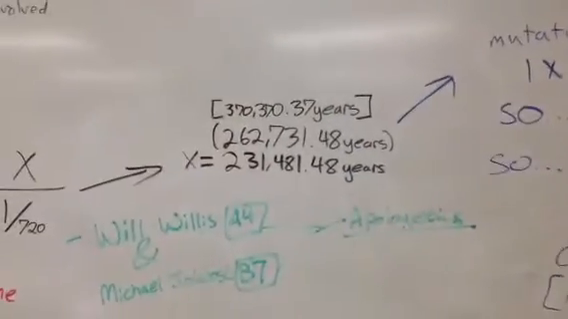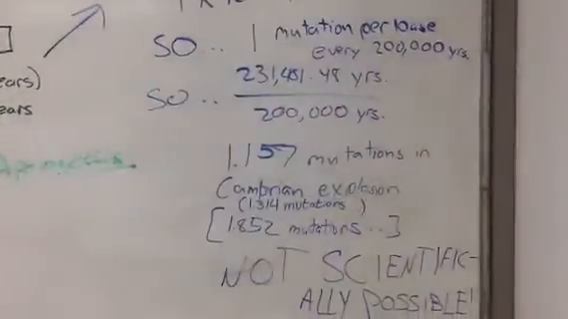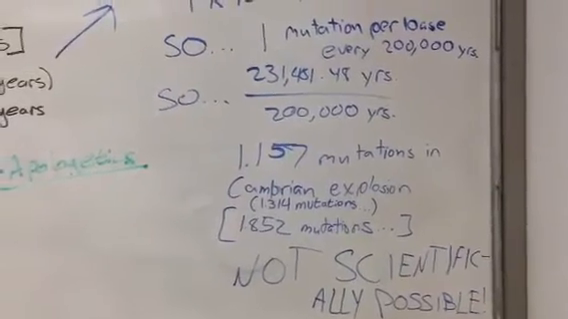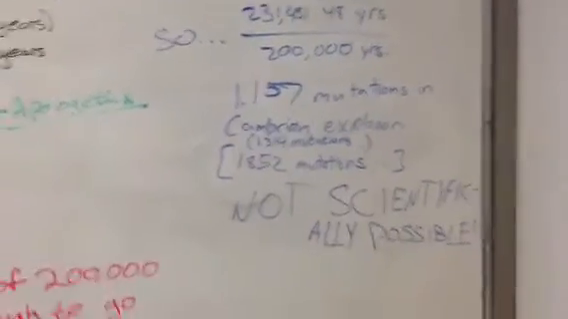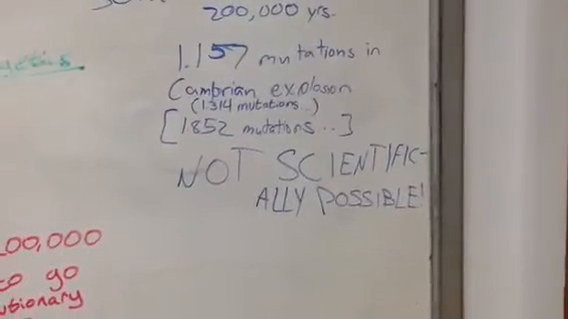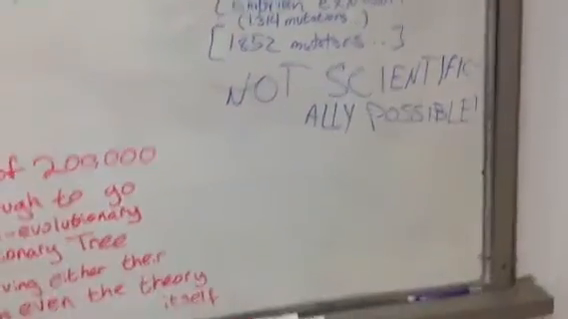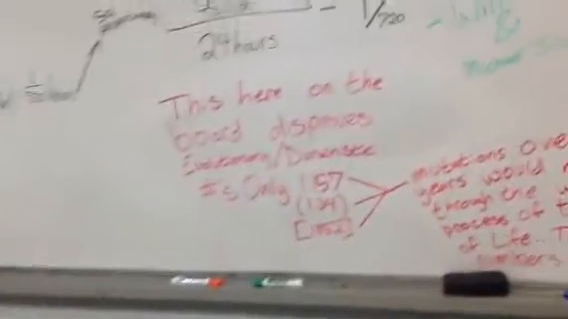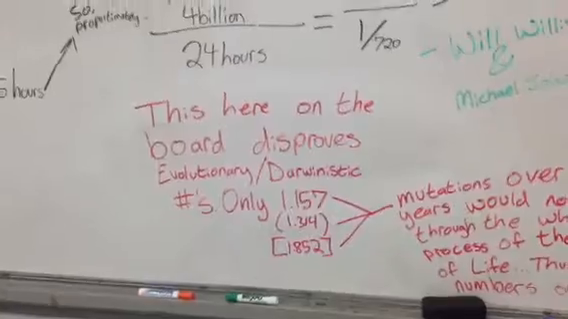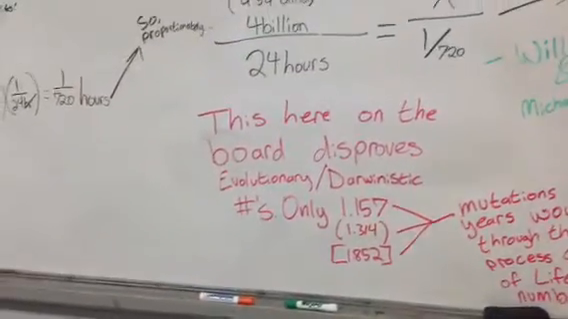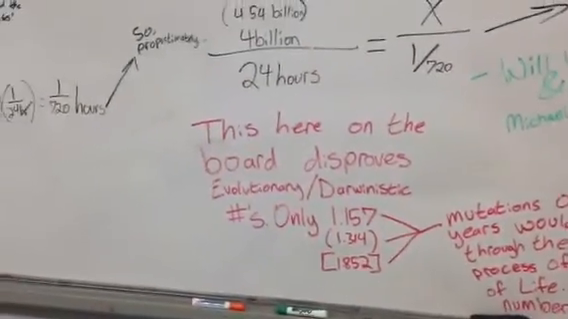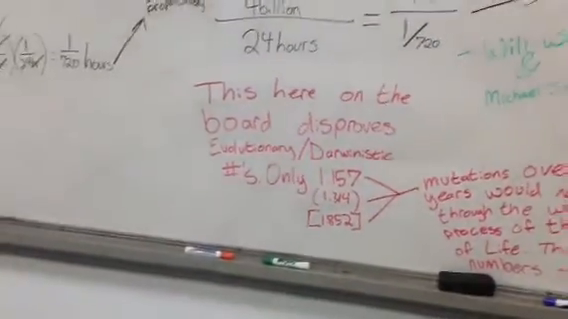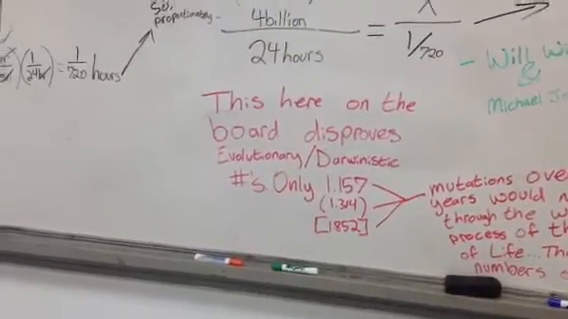So based upon these numbers that we have right here, a span of 1.157 mutations in 231,481.48 years, that is not scientifically possible to make the macroevolution that Darwinism calls for. Just because if you try to have 1.15 mutations over a span of 200,000 years, that's not going to be anywhere near enough in order to make different species. So this here on the board disproves evolutionary or Darwinistic numbers, or something else that I'll get to in a minute.